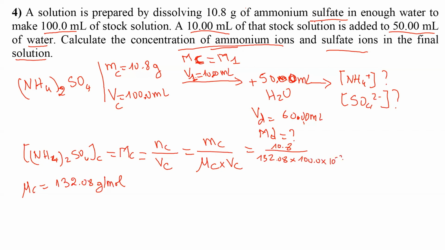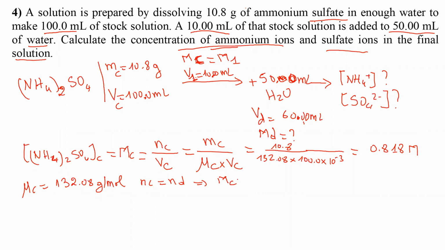10 to the power minus 3. And the concentration will be 0.818 molar. So I know the concentration of the volume that I took. And then this one is diluted to 50 ml. What is conserved in between is the number of mole. The number of mole in a concentrated solution will be equal to the number of mole in the diluted solution. And the expression is MC.